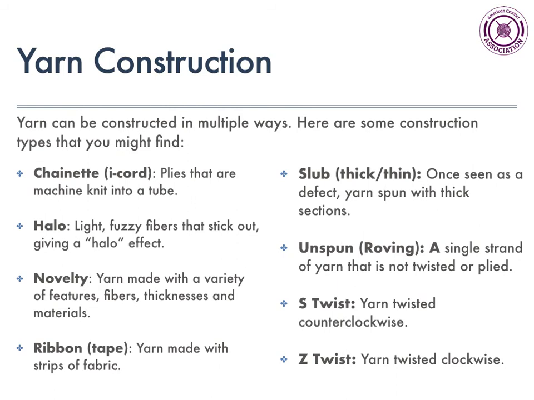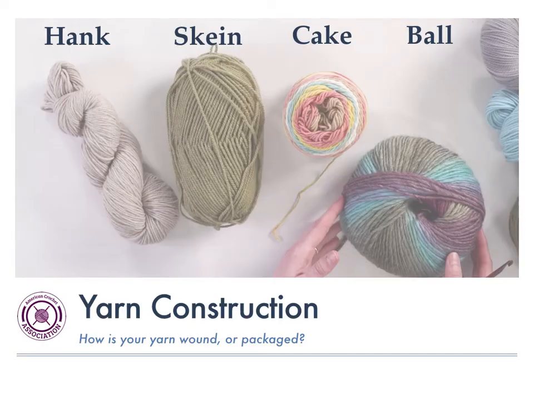Yarn can be constructed in multiple ways. We saw that. But here are some construction types that you might find and their definitions for each: chainette, halo, novelty, ribbon, slub, unspun, S-twist, or Z-twist. Now again, look at how these yarns are constructed, how many plies, what those plies look like, how tightly or loosely they're constructed, and the definitions for each one of these.